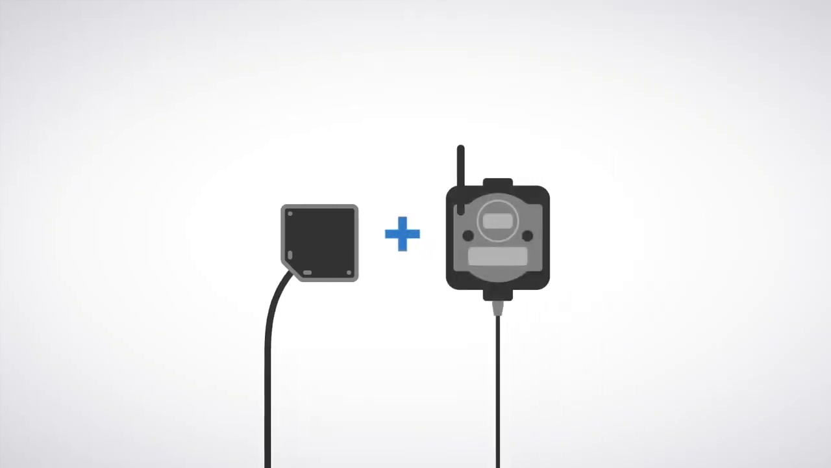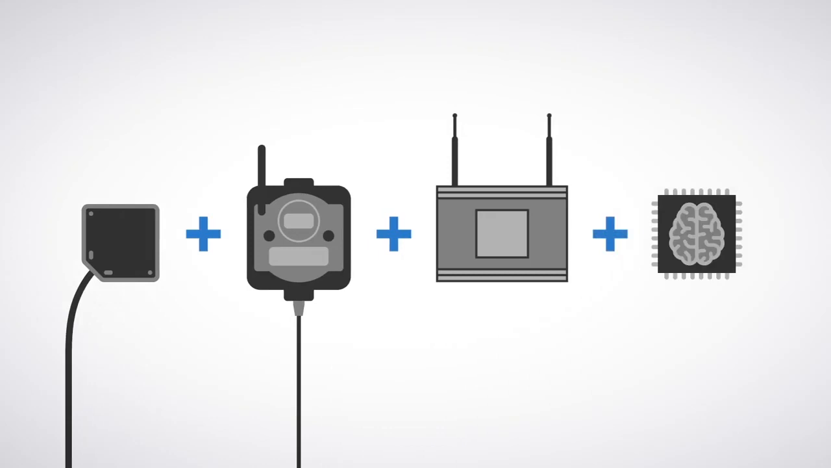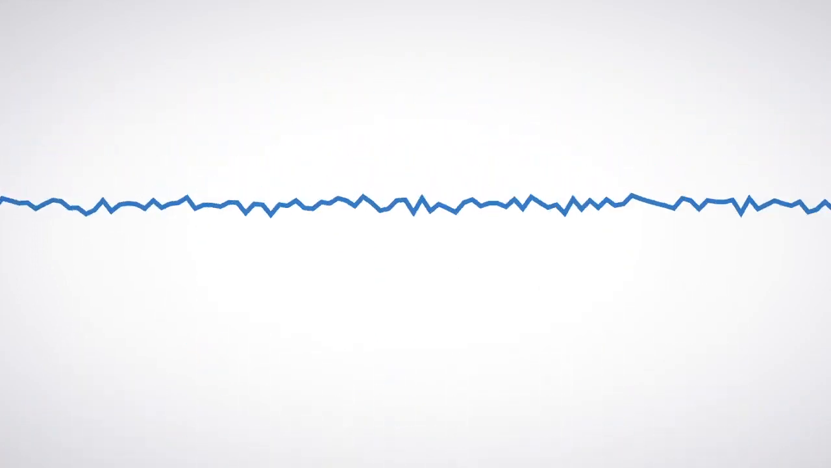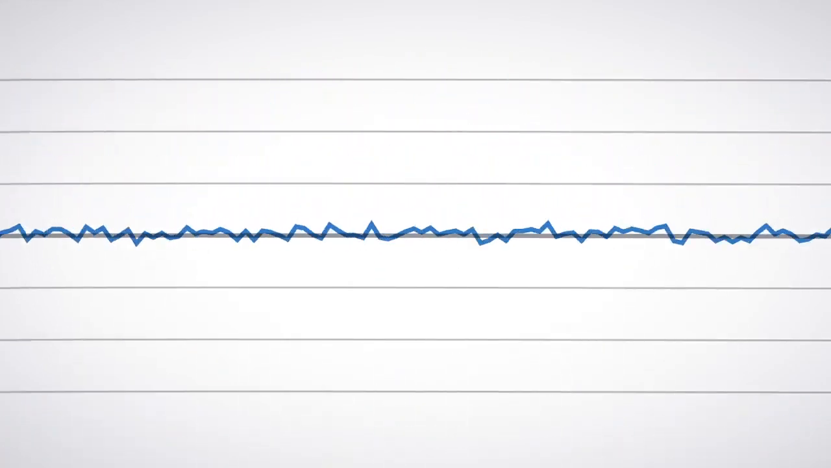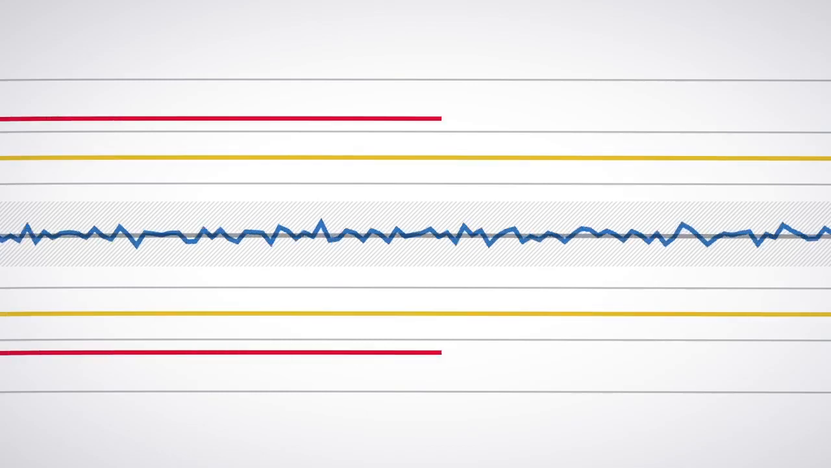With a Banner Engineering vibration sensor combined with a wireless node and a DXM wireless controller running our proprietary machine learning algorithm, it will analyze and learn from your machine's vibration level. It can even tell when your machine is running or not. It will then establish the vibration baseline of the machine and automatically set warning and alarm thresholds.